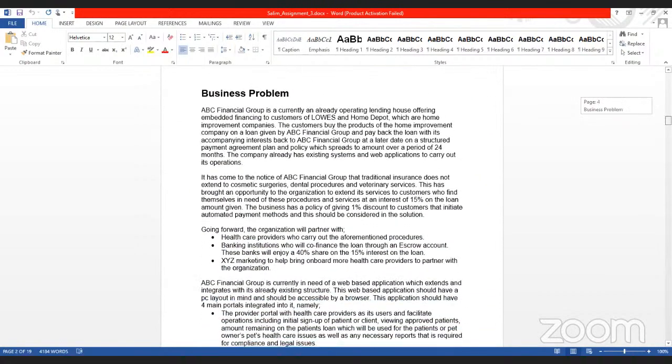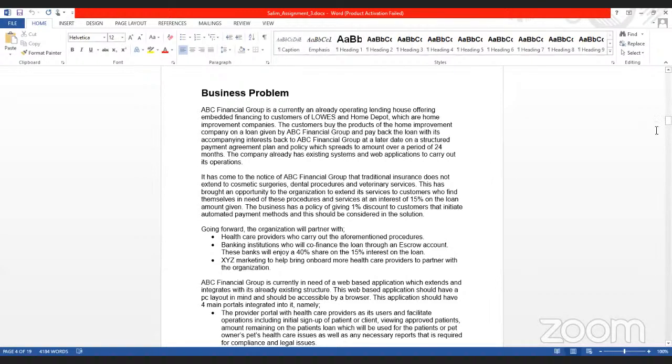So the business problem, as described by the stakeholders, is that ABC Financial Group, currently an embedded financial institution operating in the home improvement industry, operates with two businesses, Lowe's and Home Depot. When a customer comes to buy an item and they cannot pay upfront, they are recommended to us so that we give them a loan and then they pay back the interest later.